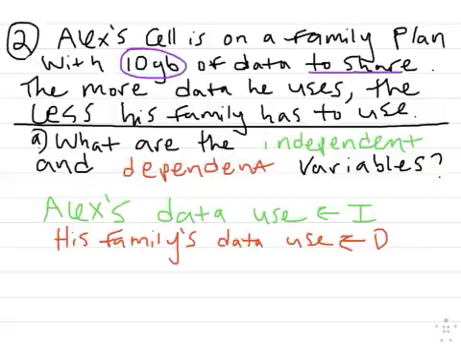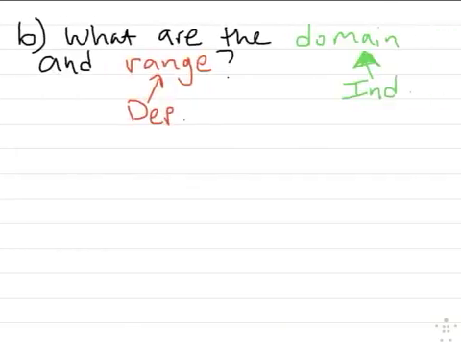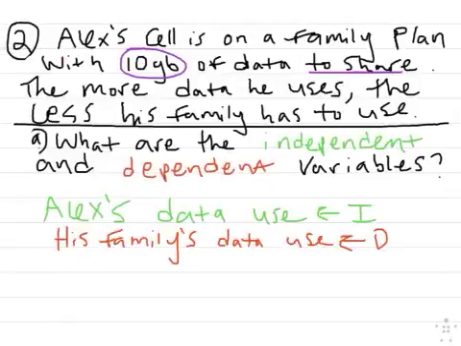So what does that mean for what we can put into this equation, or not equation, but relationship? So what does that mean for our domain? Like, what can Alex use? What are his possible numbers that he can use? Well, he could use no data, all right, no data, 0, and he could use all the data, right, or something in between there.